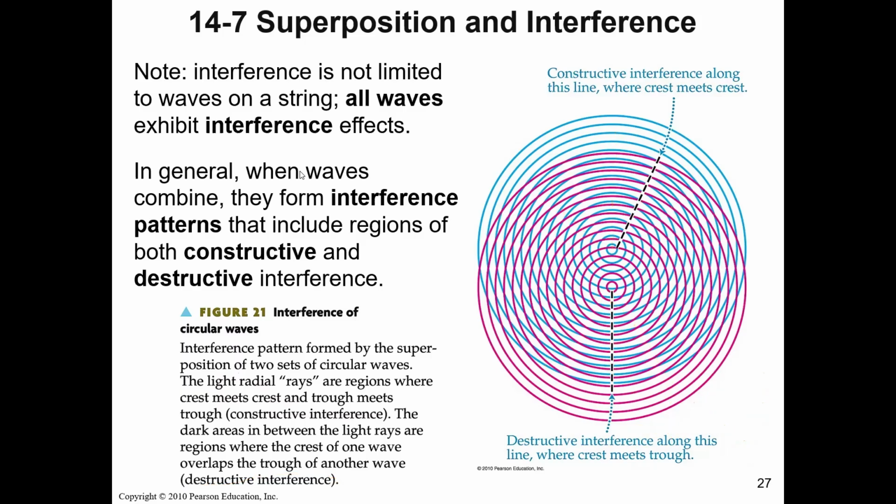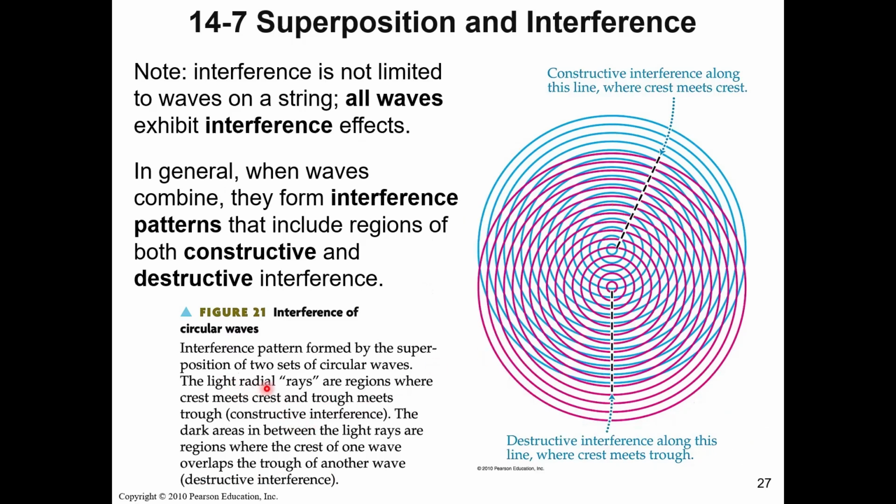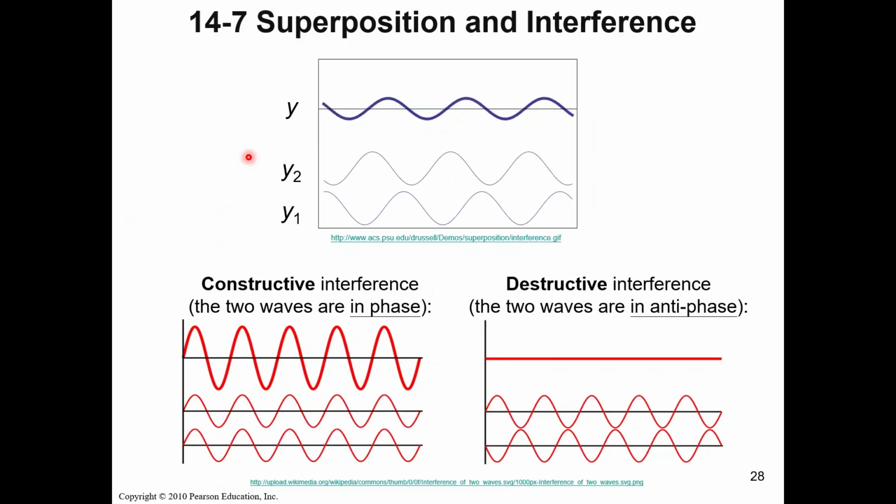So in general, when waves combine, they can form interference patterns that include regions of both constructive interference and destructive interference. In this graph, we see that all the light regions are constructive interference, and then all the dark regions between the light regions are destructive interference. So when waves interfere in space, they form interference patterns. This is a more straightforward explanation of constructive and destructive interference.